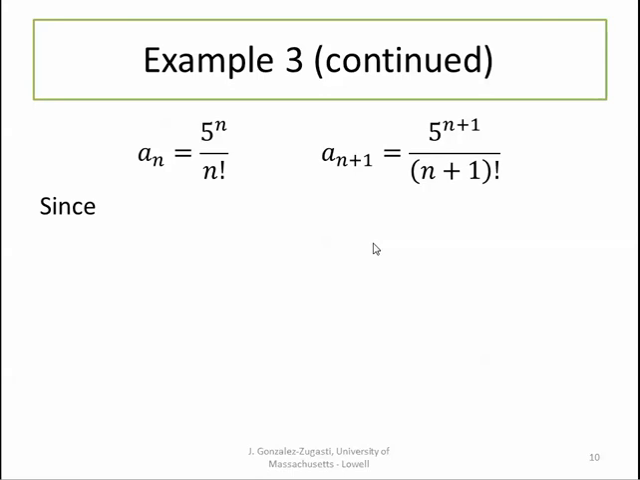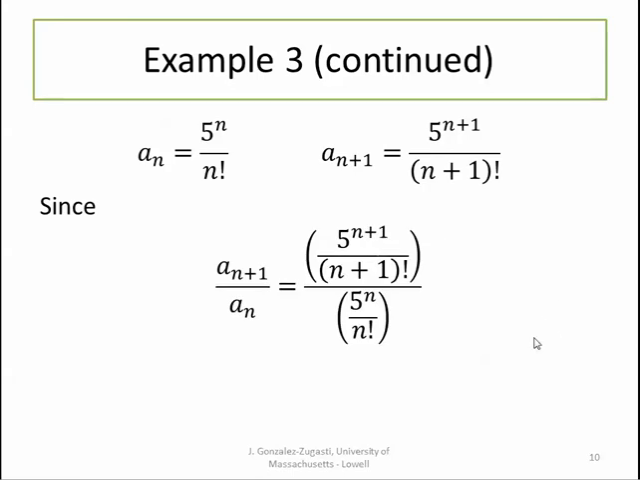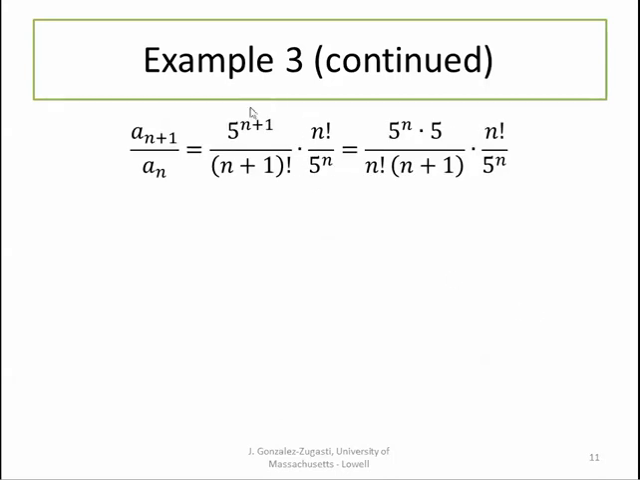All right. Now if we look at the ratio of a sub n plus 1 over a sub n, then we put in those two terms. We simplify this fraction by flipping the bottom term. Now I'm going to rewrite the 5 to the n plus 1 as 5 to the n times 5, and I'm going to rewrite (n plus 1) factorial as n factorial times (n plus 1). Now when I do that, you can see that the n factorials will cancel out and the 5 to the n's cancel out. So I get that my ratio is equal to 5 over n plus 1.